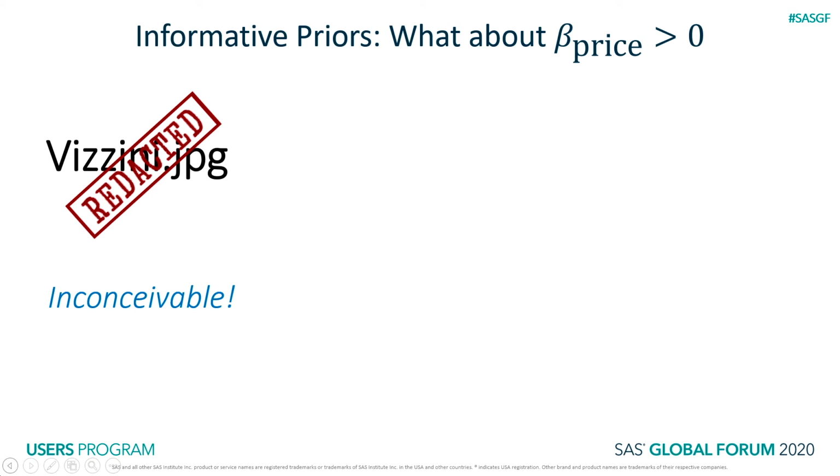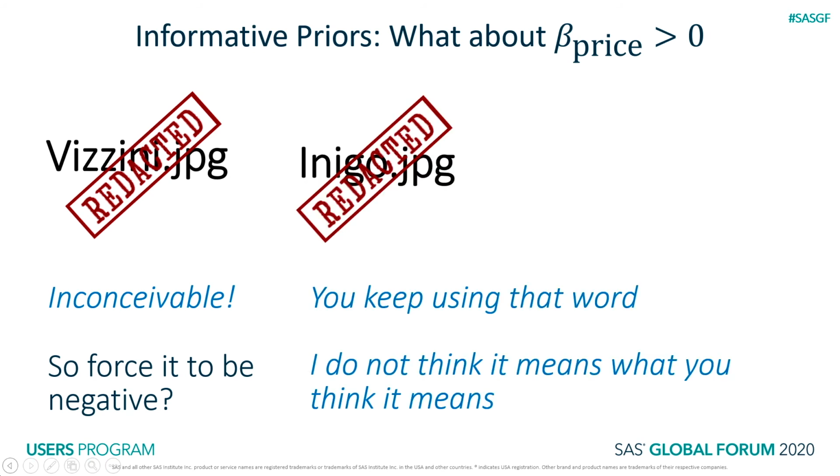So what do we do with inconceivable things in the prior? We force them to never happen. So we can use a negative truncated normal distribution as the prior for that beta. And then the posterior will never be negative. That's great. We can do that. But maybe it's not a good idea. Vizzini's partner in crime, Inigo Montoya, would say, yeah, that's not really what the word inconceivable means.